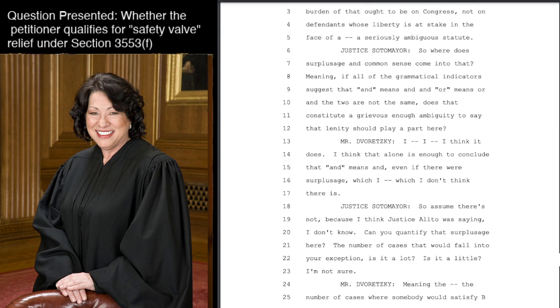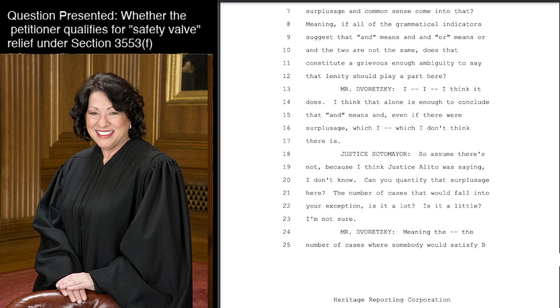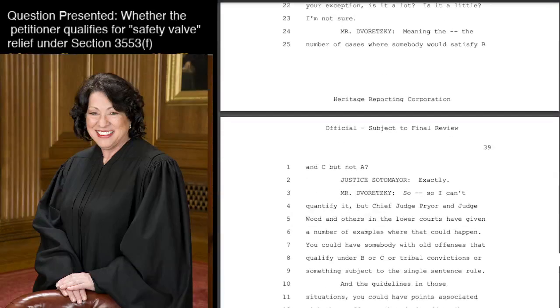So assume there's not, because I think Justice Alito was saying, can you quantify that surplusage here? The number of cases that would fall into your exception. Is it a lot? Is it a little? I'm not sure. Meaning the number of cases where somebody would satisfy B and C but not A? Exactly.